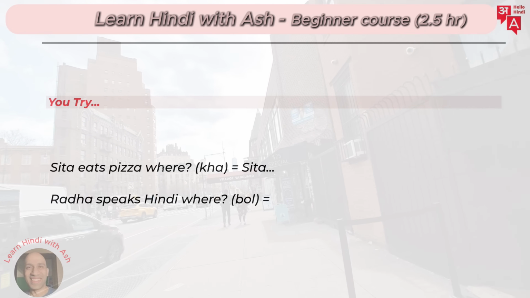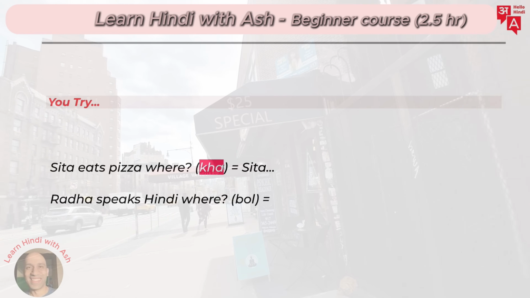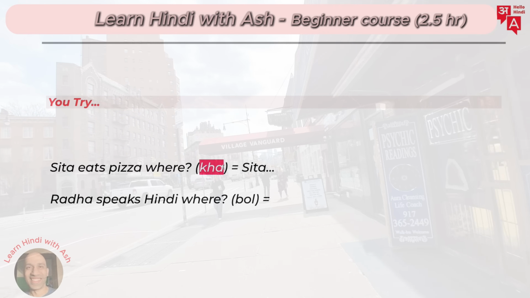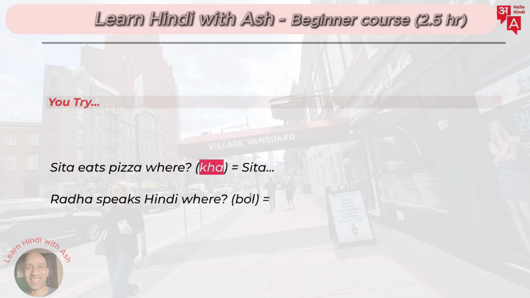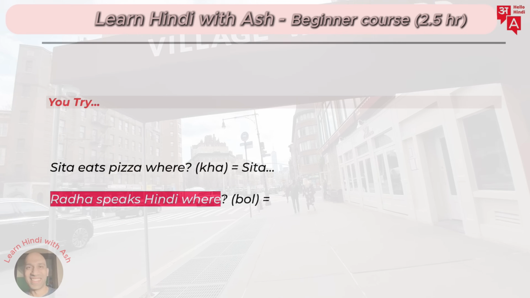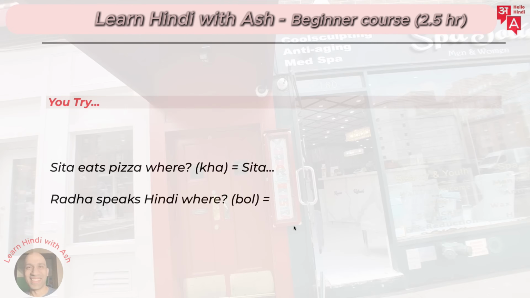Sita eats the pizza. Where? The word for eat is kha. How can you try it? Remember, the word is kahan, and it comes in the second place. Sita kahan. I think you got it. And you can use this part here. How about Radha speaks Hindi where? How can you say this one? I think you got it.